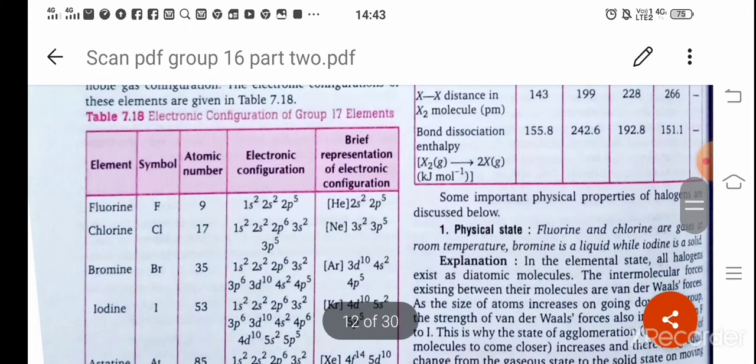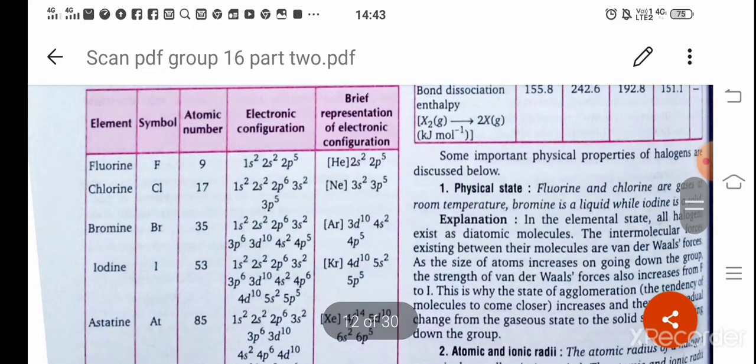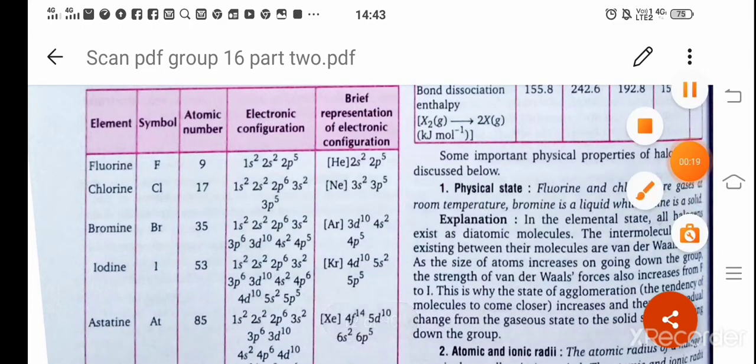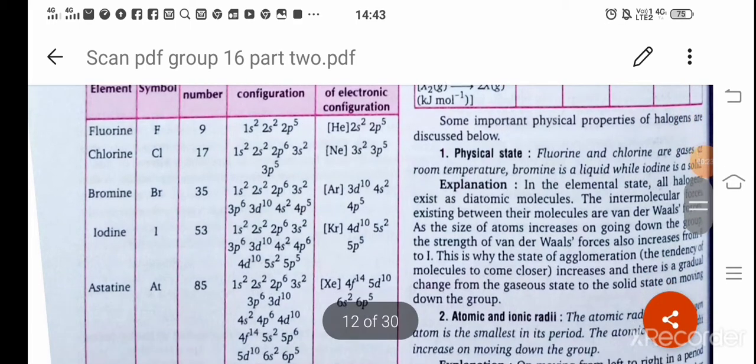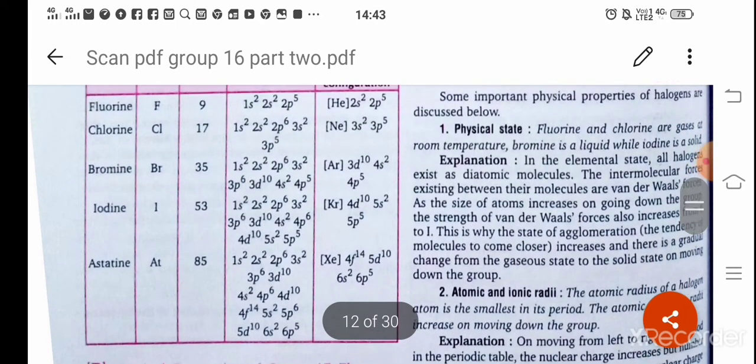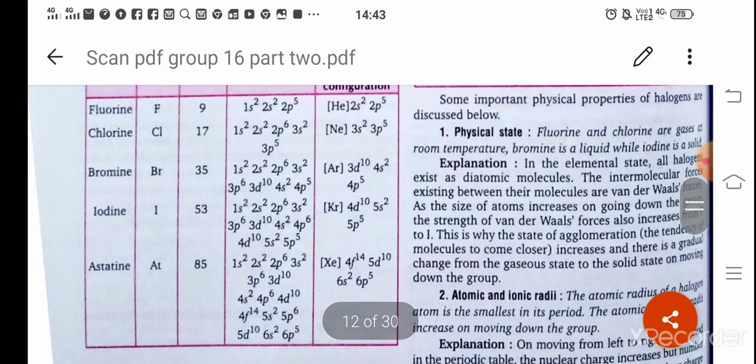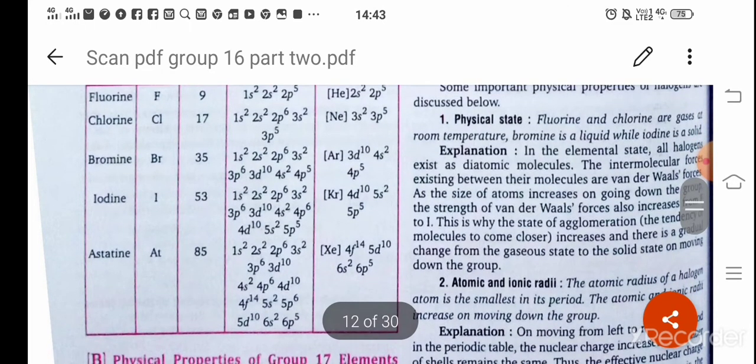As we can see, fluorine, chlorine, and bromine have the general configuration 2s2 2p5, 3s2 3p5, 4s2 4p5. So here we can see the general configuration. The outermost shell has 7 electrons, and as we move down the group, one shell increases.